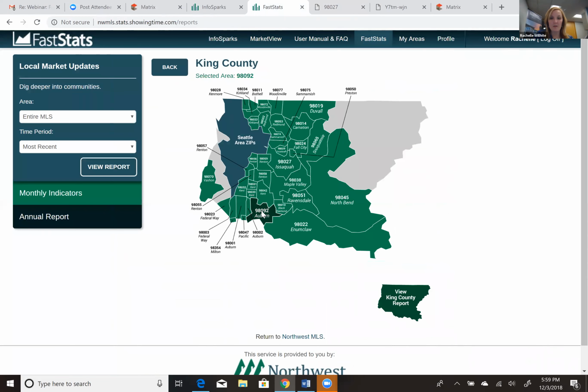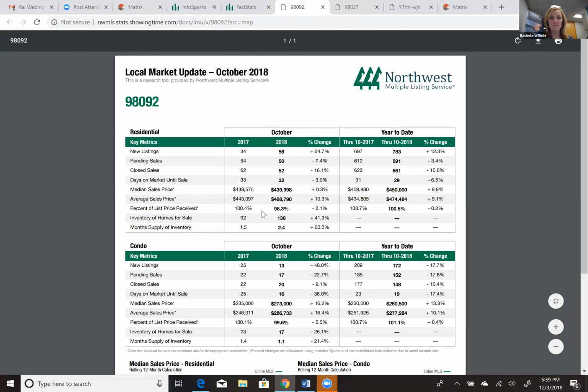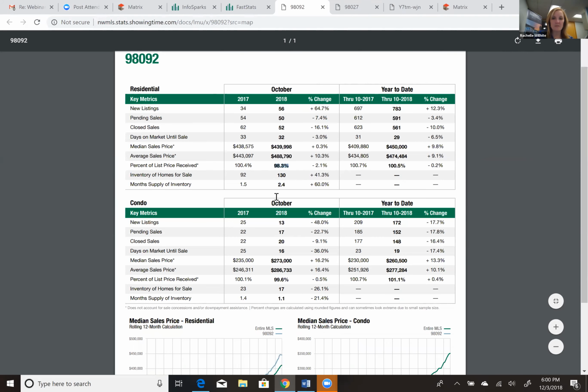Let's just compare Auburn, for example, and see what 98092 shows. Similar type of thing, October 2018 compares the median sales price, the percent to listing. Looks like last year didn't have room for negotiation in Auburn, and this year it looks like we do. Notice the percent of list price received is 98.3. It's down by 2.1%. The inventory rose by 41%. And see, months of supply is still becoming more balanced, but last year was more of an ideal seller's market to sell because it was under 2 months.